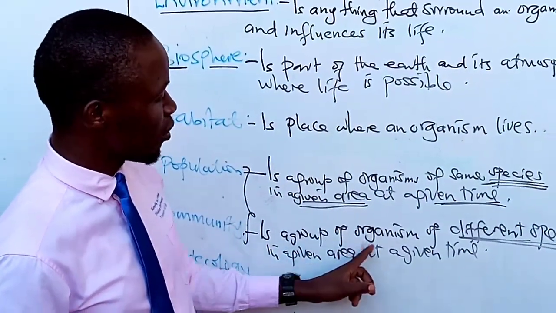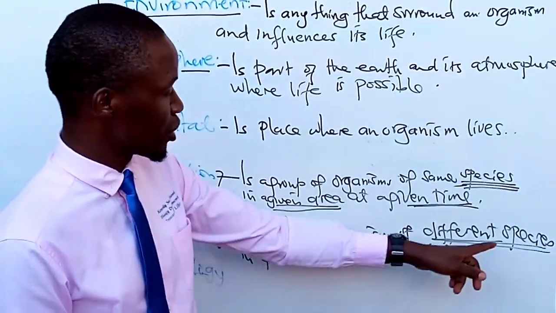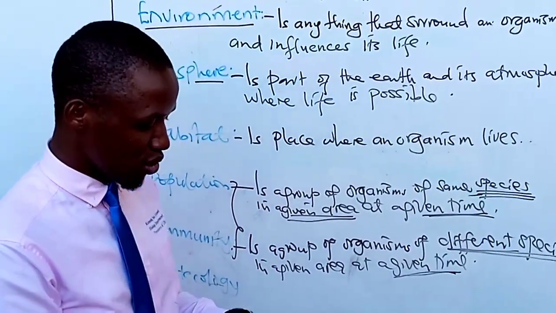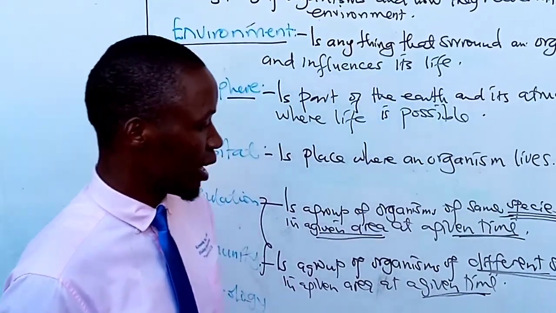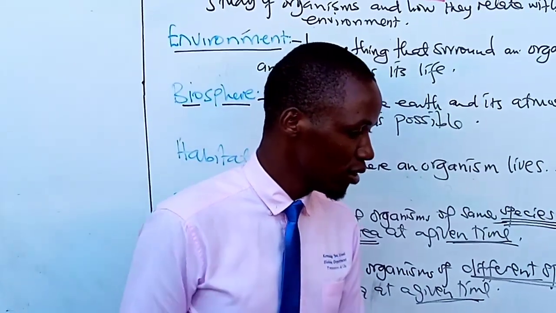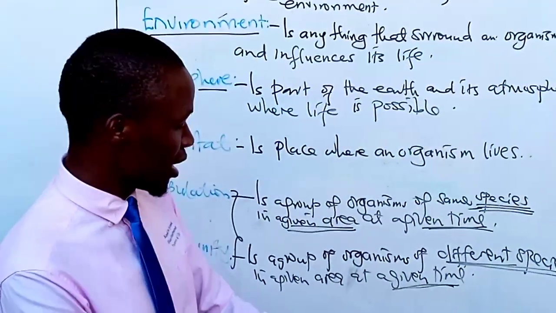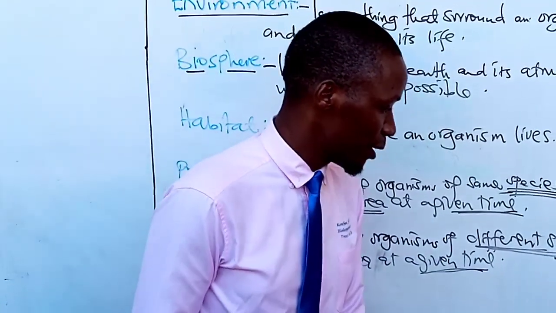So a community is a group of organisms of different species in a given area and also at a given time, because as time goes on, these organisms might keep on changing. Today you might have human beings, and after some time human beings disappear from that area. In that case the community would have changed. So we become specific on a given period of time.